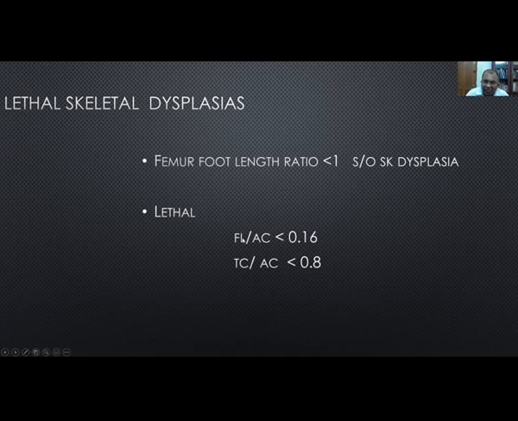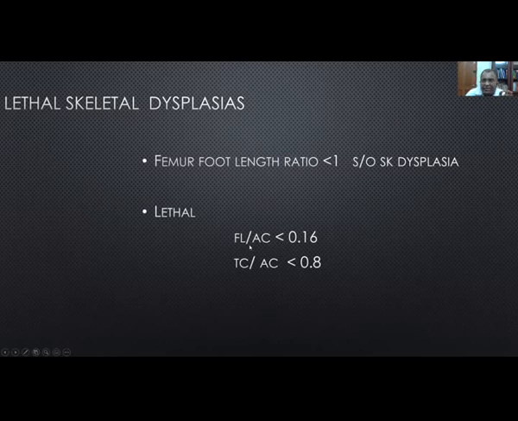As you can see over here, femur and thoracic circumference, the rib, measure the ribs. When compared to AC, they tell us about the lethality of the dysplasia. And all lethal skeletal dysplasias can be diagnosed in the first trimester.